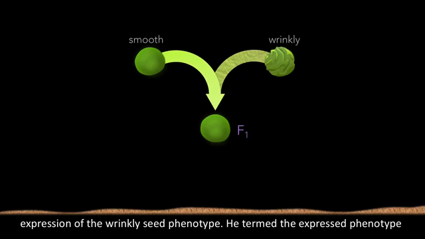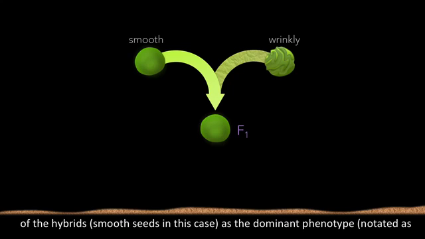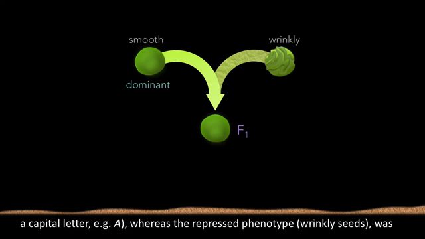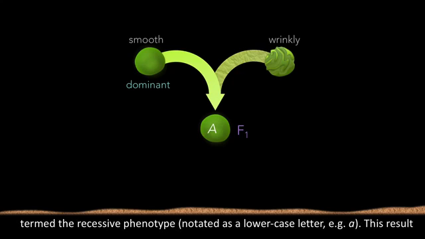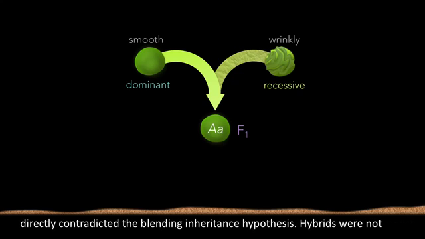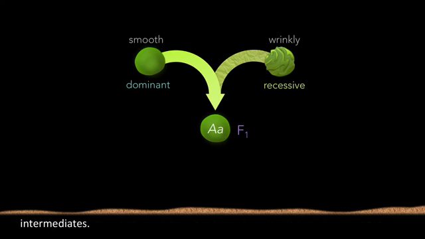He termed the expressed phenotype of the hybrids, smooth seeds in this case, as the dominant phenotype, notated as a capital letter, for example, capital A. Whereas the repressed phenotype, wrinkly seeds, was termed the recessive phenotype, notated as a lowercase letter, for example, lowercase a. This result directly contradicted the blending inheritance hypothesis. Hybrids were not intermediates.